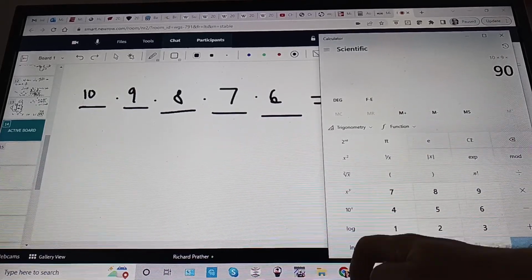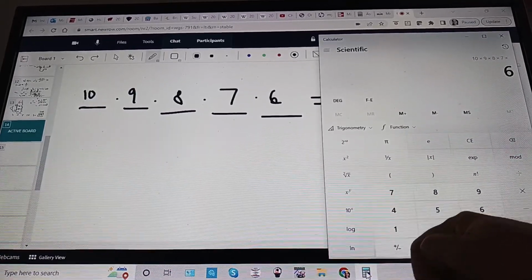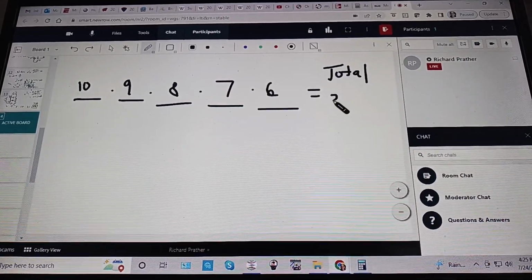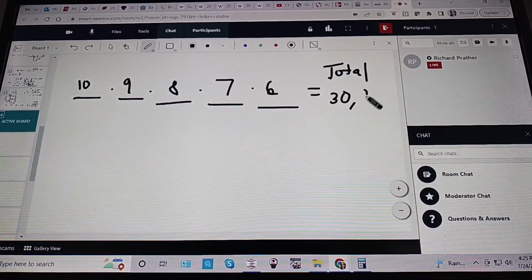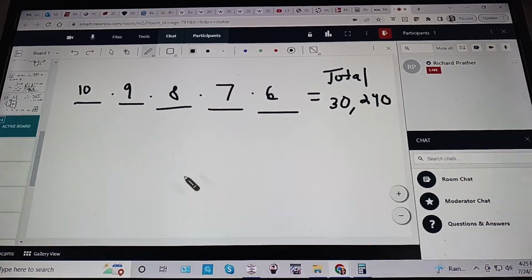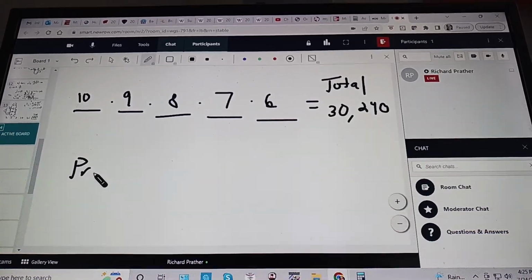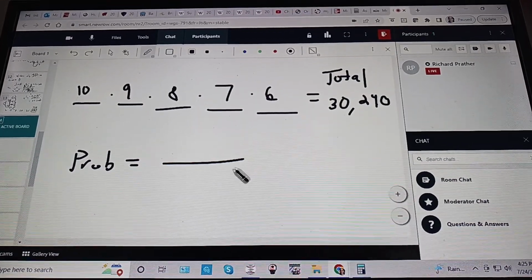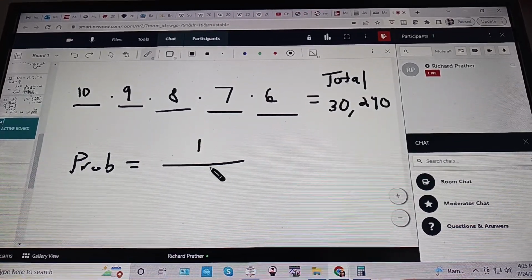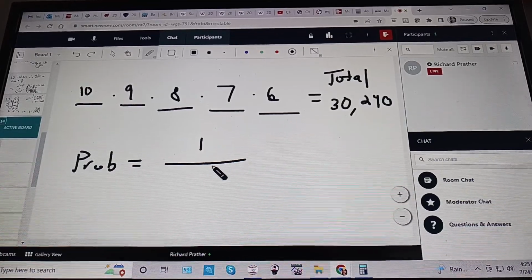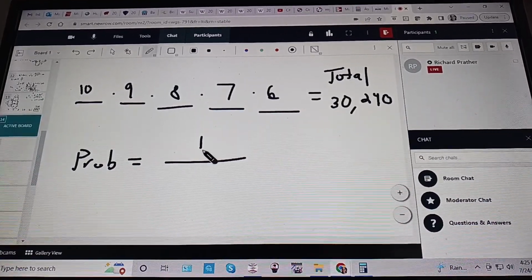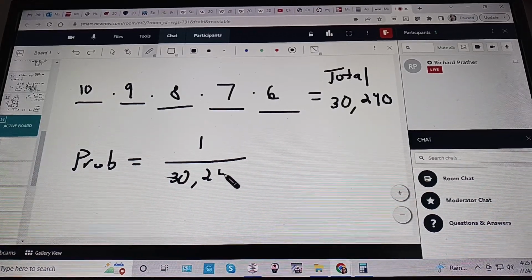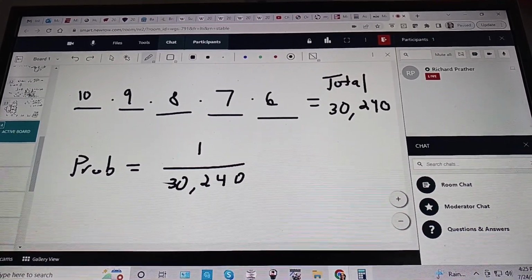10, 9, 8, 7, 6. There's 30,240 ways to do that. That's what we did last chapter. Here we have one extra step. Probability: what's the probability somebody guesses your combination and can open your suitcase up? Well, there's only one combination that you can set at a time on your lock. So they have a 1 out of 30,000 chance of guessing your combination, which is pretty low.